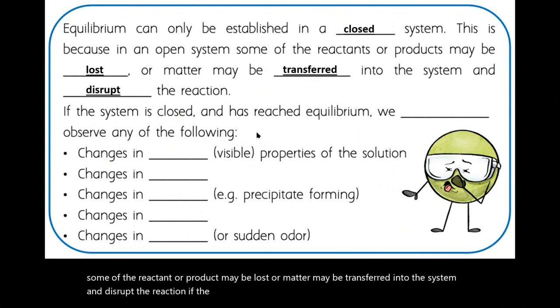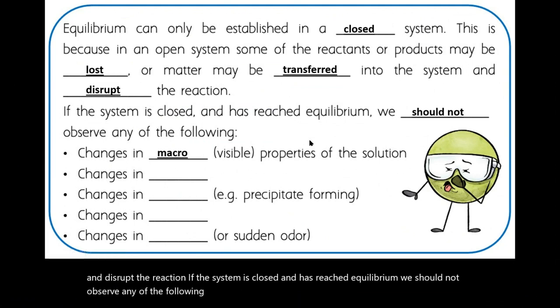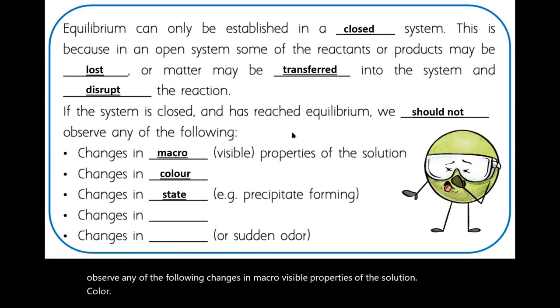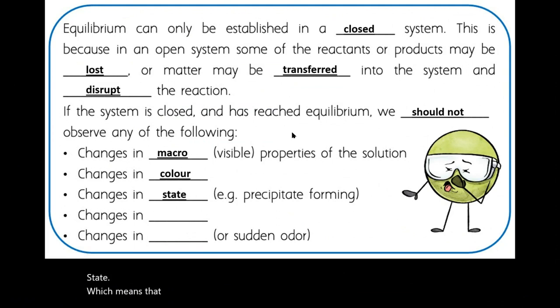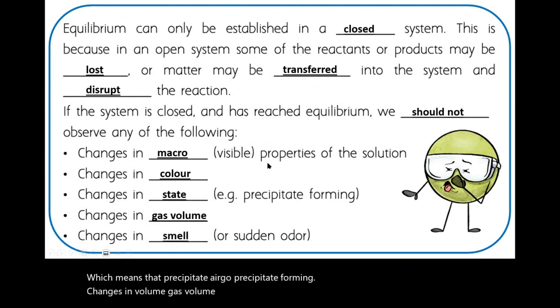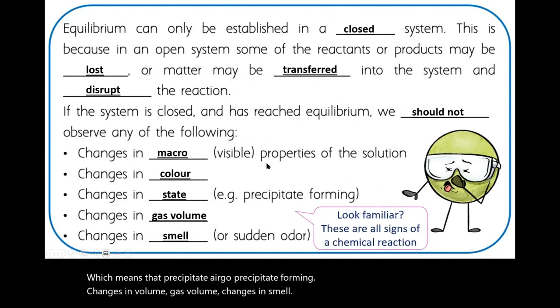If the system is closed and has reached equilibrium, we should not observe any of the following: changes in macroscopic visible properties of the solution, color, state, which means a precipitate forming, changes in volume, gas volume, changes in smell. Look familiar? These are the signs of a chemical reaction.